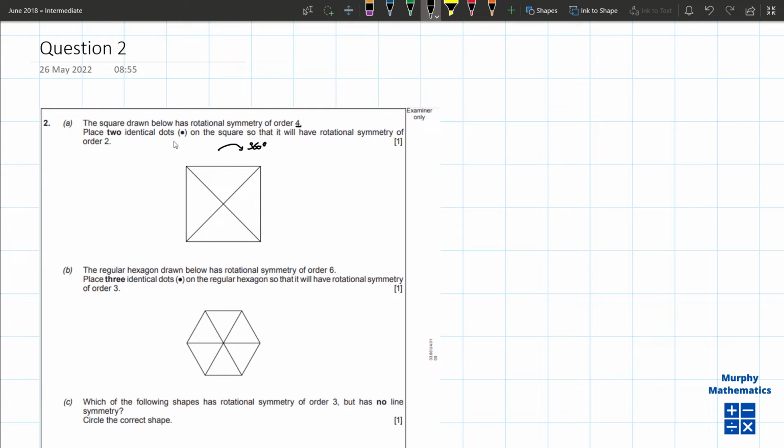And so we've been told to place 2 identical dots on the square so that it will have a rotational symmetry of order 2. So now I'm placing 2 dots to say that every 180 degrees it will come back to its original shape. And I have 2 choices here. I can draw them on this one and this one, because that means when I turn it 90 it won't be the same, but when I turn it 180 it will be the same. Or I could have done it here and here.